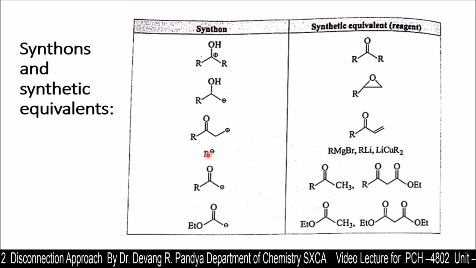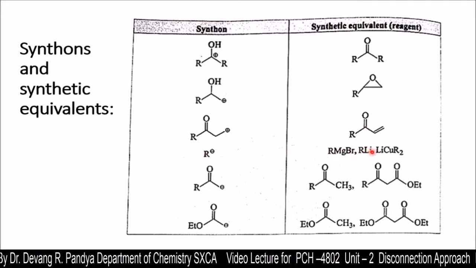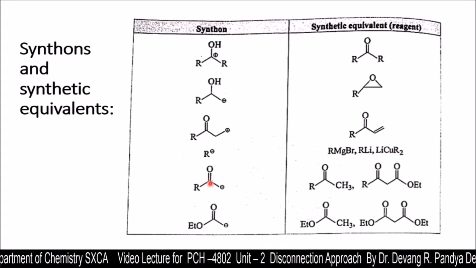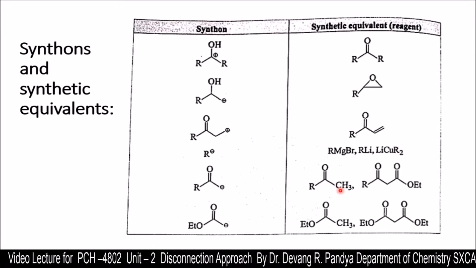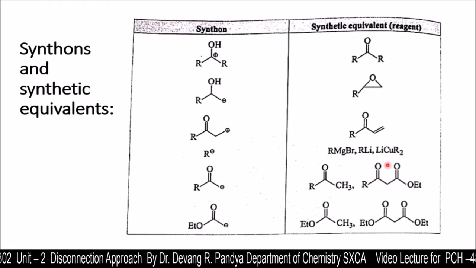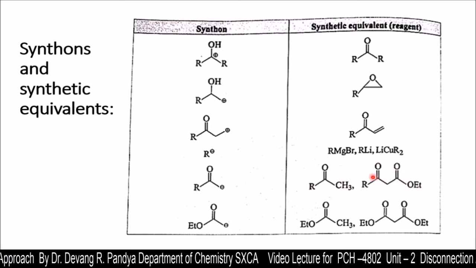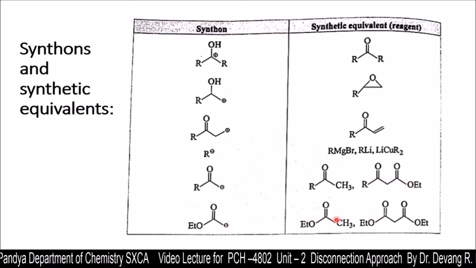Then if we have a nucleophilic carbon, we can convert it into a Grignard reagent, alkyl lithium or lithium cuprous alkyl. If we have this kind of anion, we can convert it by putting a methyl group, or this acyl group, and we can get this anhydride. If we have a negative charge over here, again the same thing would be there.